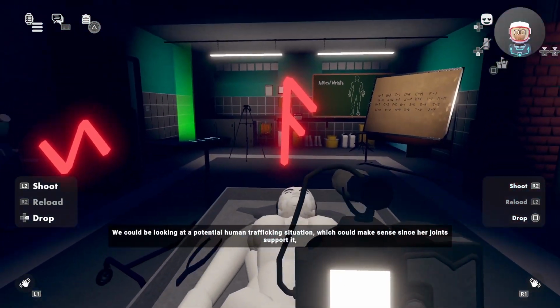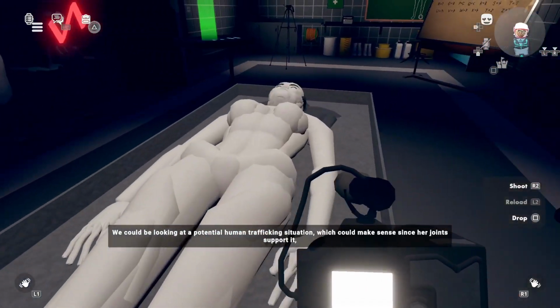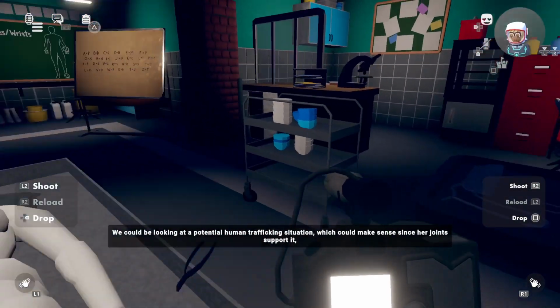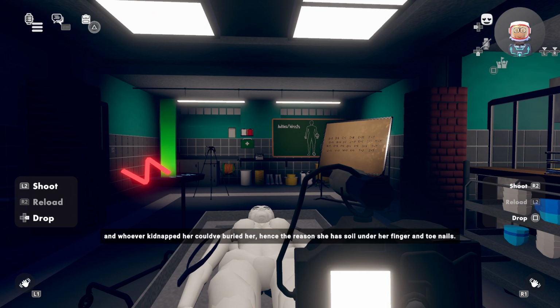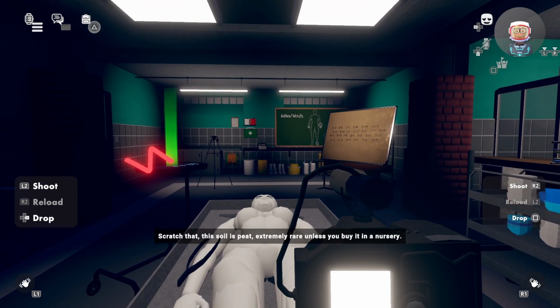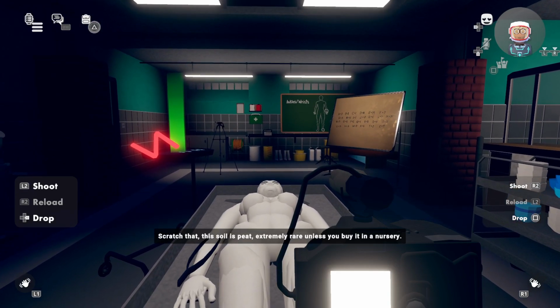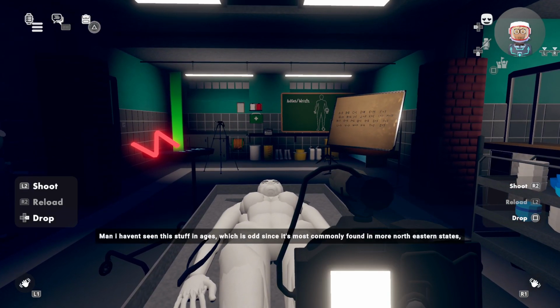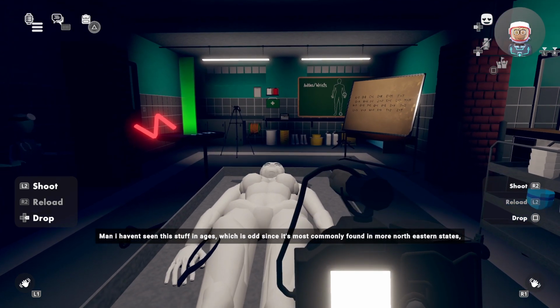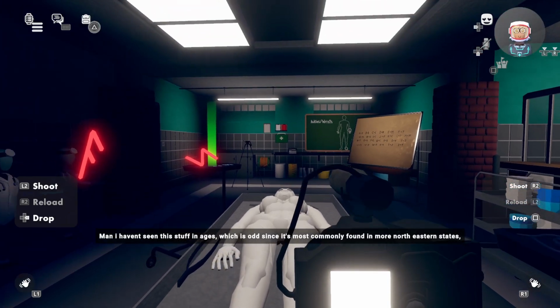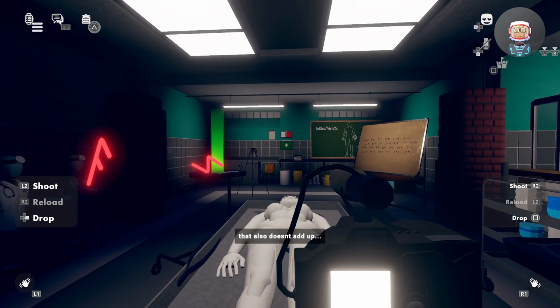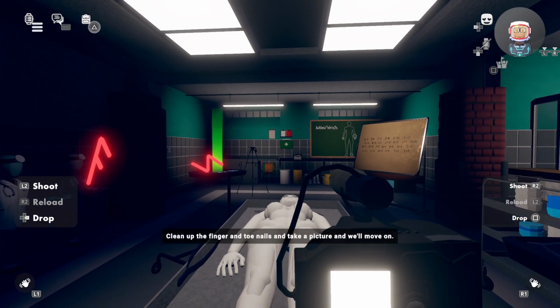We could be looking at a potential human trafficking situation, which could make sense since her joints do support it, and whoever kidnapped her could have buried her, hence the reason she has soil under her finger and toenails. Scratch that. The soil is peat. Extremely rare unless you buy it in a nursery. Man, I haven't seen this stuff in ages, which is odd since it's most commonly found in more northeastern states. That also doesn't add up. Clean up the finger and toenails and take a picture, and we'll move on.